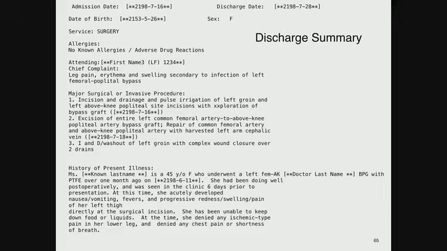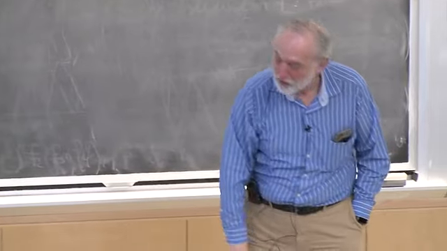She had been doing well postoperatively and was seen in the clinic 6 days prior to presentation. At this time, she acutely developed nausea, vomiting, fevers, and progressive redness, swelling, and pain of her left thigh, etc. Okay, so that's just page 1 of many pages.